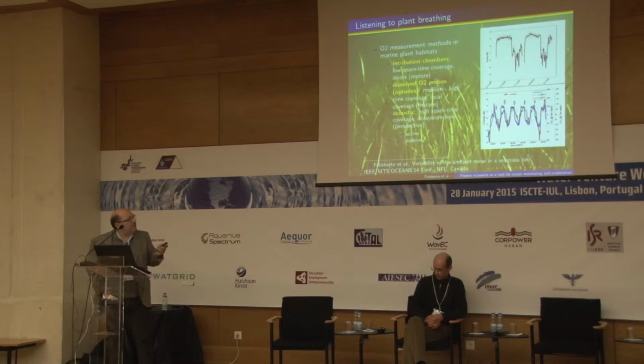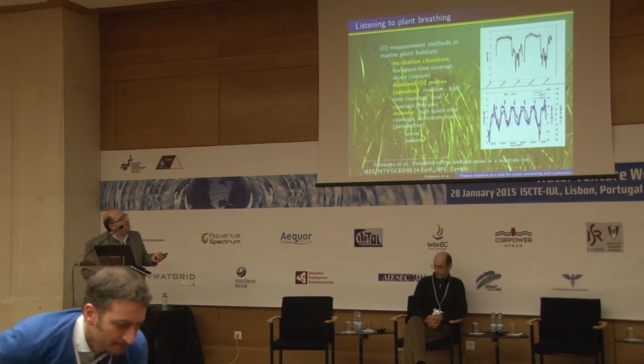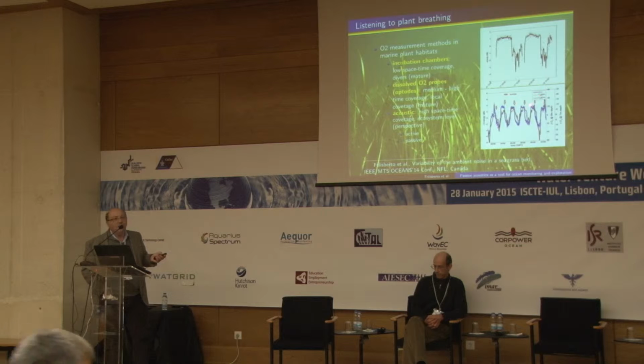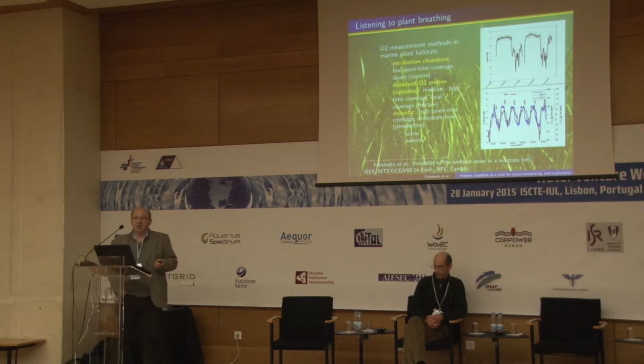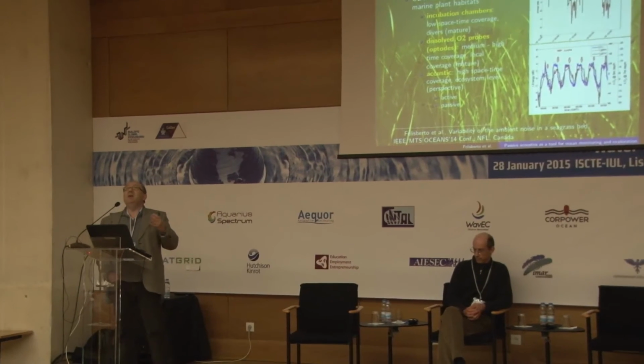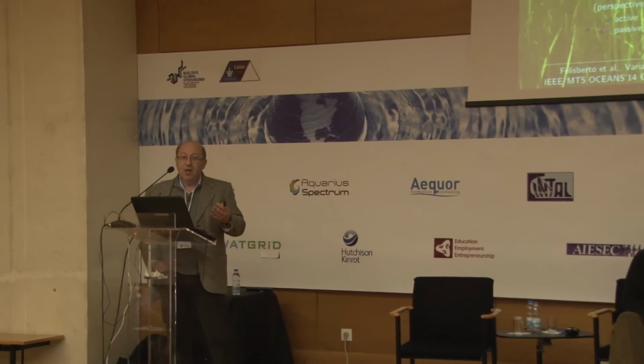And what you can see here also, this is active, and this is passive. This is the noise level in blue, and this is the dissolved oxygen in black, measured by optodes. And we can see here that there is high correlation between the noise level and the dissolved oxygen. So maybe you can use this noise to track the oxygen production or the metabolism of the meadow.